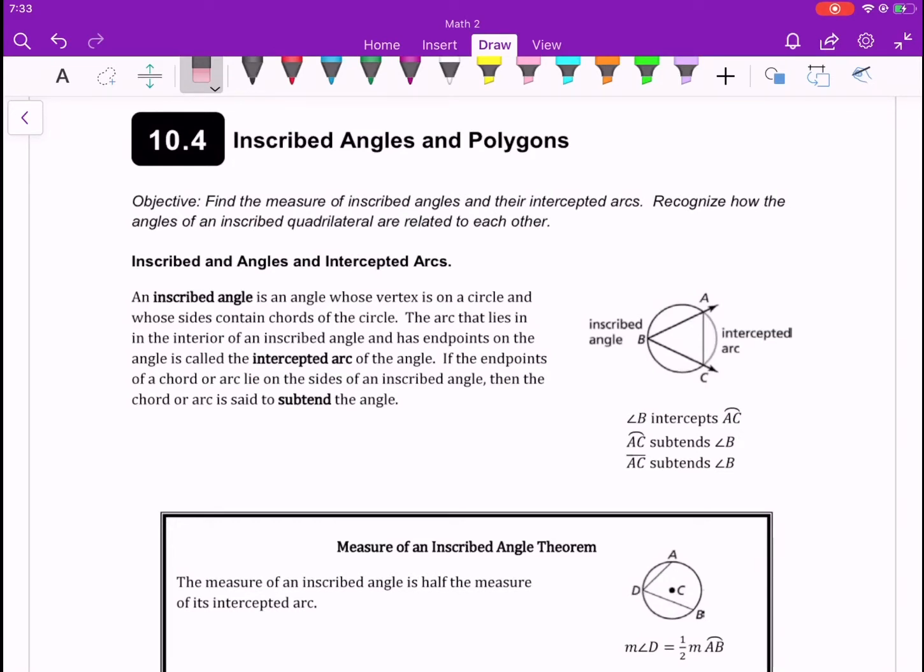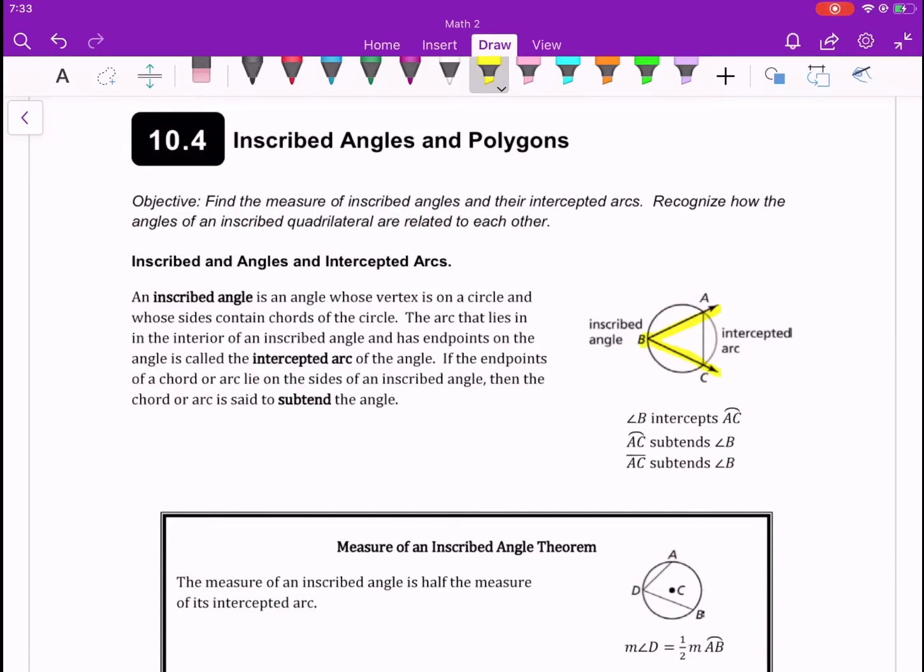So, let's go ahead and go through inscribed angles and polygons. An inscribed angle, we talked about central angles last time. Inscribed angles are those that have an endpoint on the edge of the circle, and then they intersect the circle at two other points.